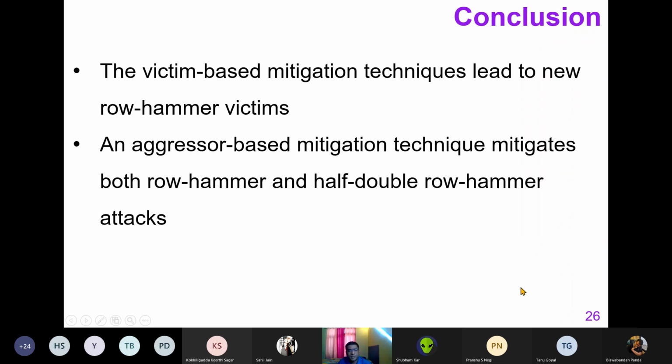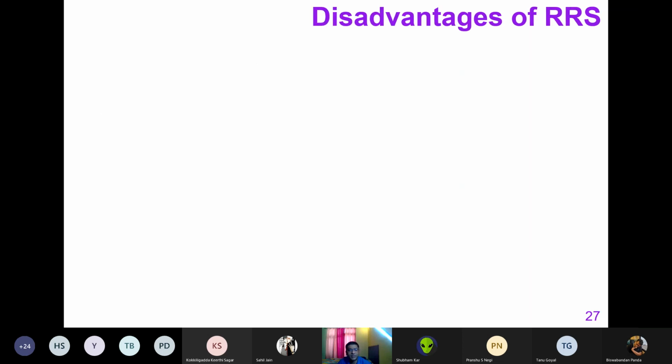So, conclusion: this is a mechanism which mitigates all kinds of row hammer attacks, and new types of attacks like half double, or maybe at distance 3, where vulnerability can come in lower technology nodes. Those will be mitigated here.